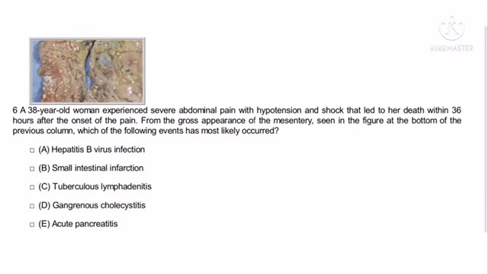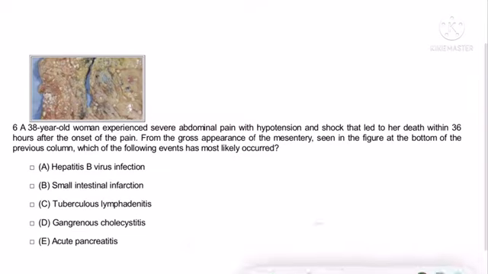Oh, one more question is there. A 38-year-old woman experienced severe abdominal pain with hypotension and shock that led to her death within 36 hours after onset of the pain. For the gross examination of the mesentery seen in the figure at the bottom of the previous column, which of the following events most likely occurred?